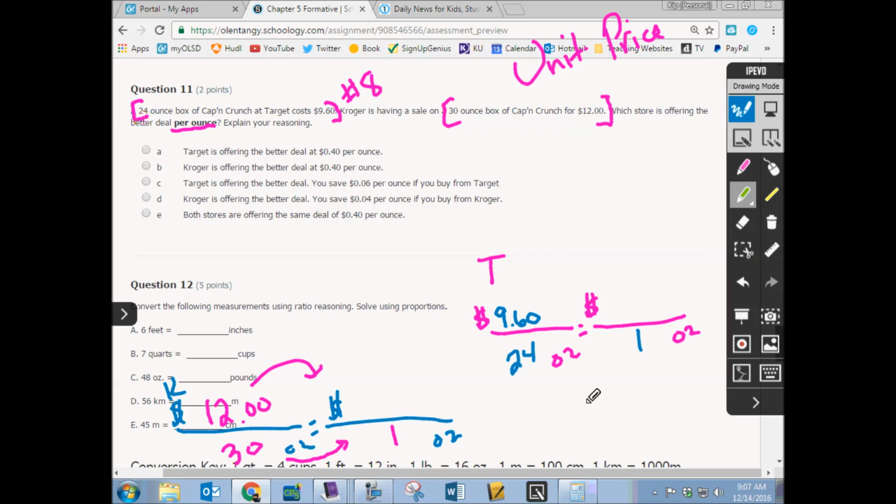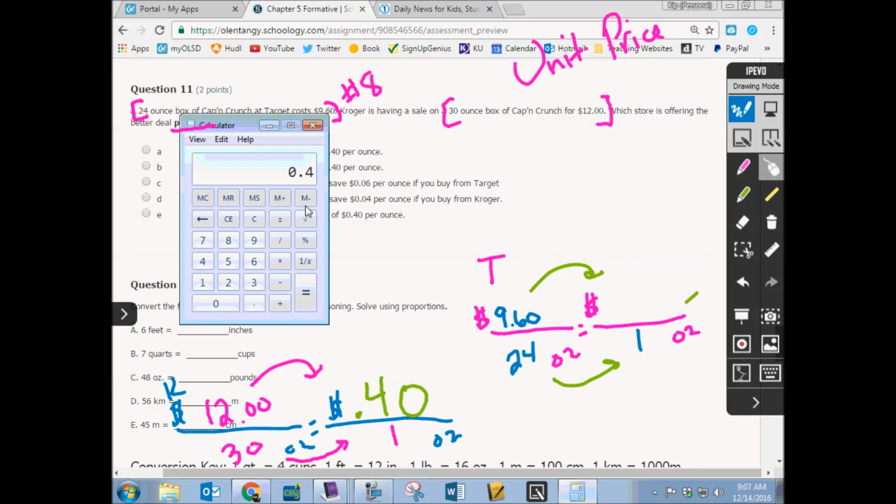No, it's not. What is $0.4? 40 cents. Be with me, please. 40 cents. Okay? Let's go up to Target now. Do the same thing. We know we're dividing by 24. Okay? We'll clear this out.